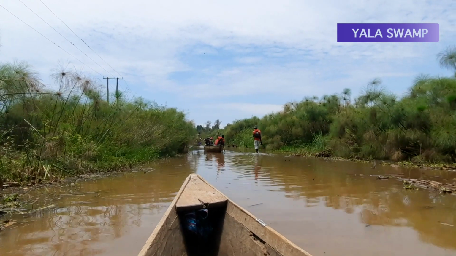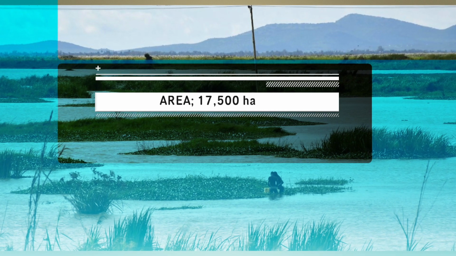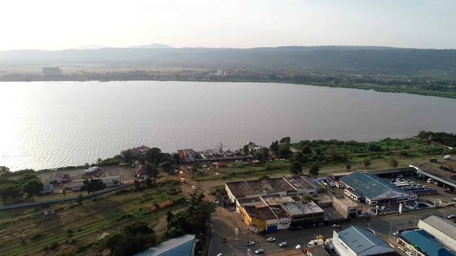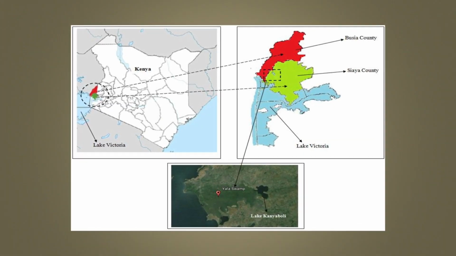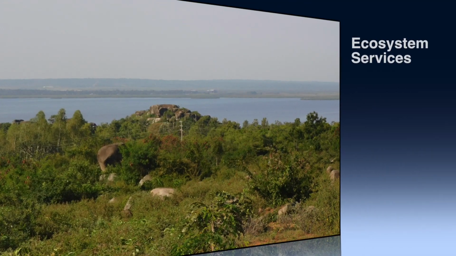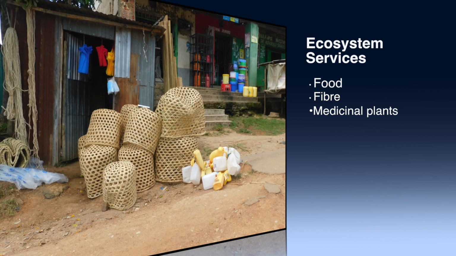Yala Swamp is Kenya's largest freshwater wetland, covering an area of 17,500 hectares. The wetland lies on the northern shore of Lake Victoria, cutting across Siaya and Busia counties. The wetland supports the livelihoods of the surrounding community by providing ecosystem services such as food, fiber, and medicinal plants.